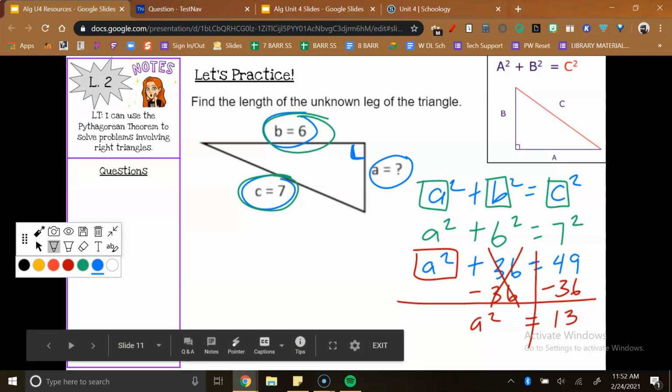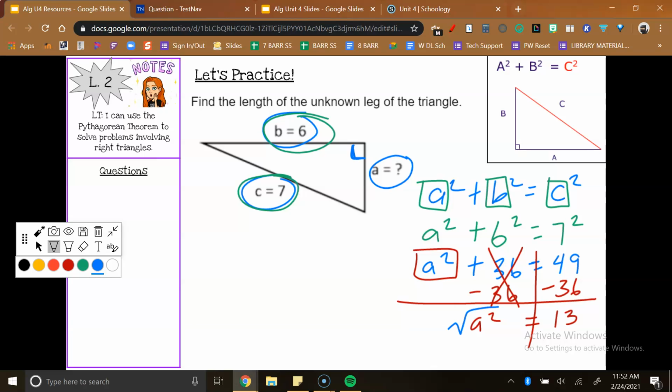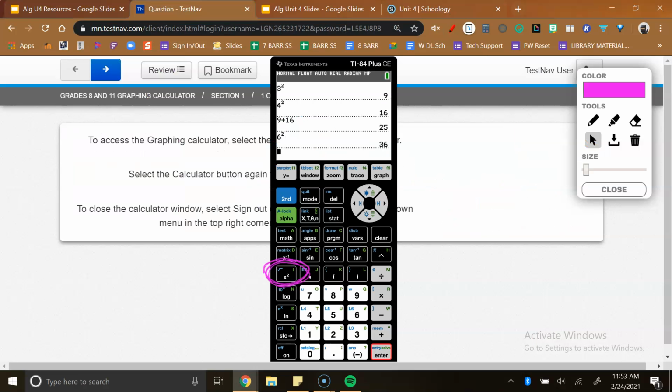And then A squared, we don't want that little baby 2 there. We want to get rid of the 2, so we just have A. So that means we take the square root of both sides. So then we have A equals the square root of 13. Well, that one's not going to be a nice whole number, so we're going to get a decimal approximation.